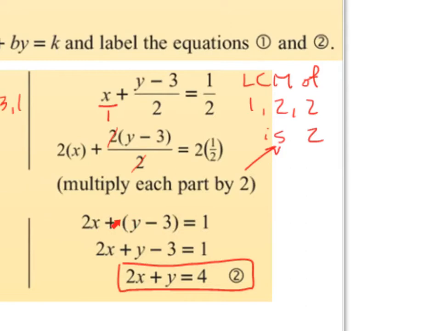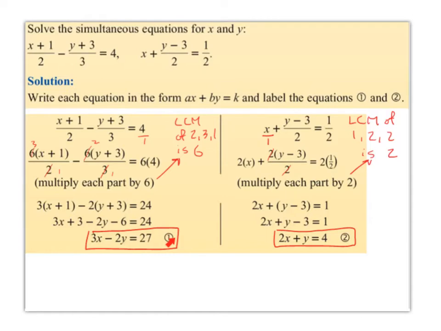Next we just get rid of the brackets because there's nothing stuck on in front of the brackets, we don't have to multiply anything in. So we have 2x plus y minus 3 is equal to 1. We bring down the 2x, we bring down the plus y, minus 3 comes over the equal sign, becomes plus 3, and 3 plus 1 is 4. So now we have a second equation in terms of x and y that does not contain fractions.